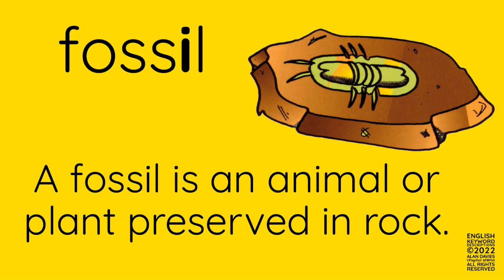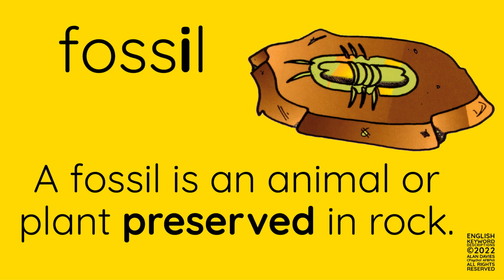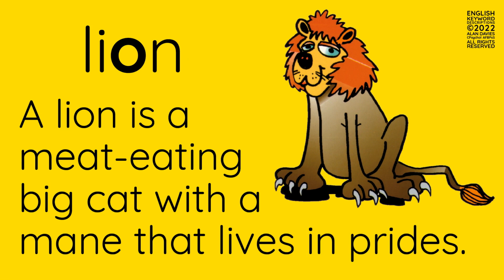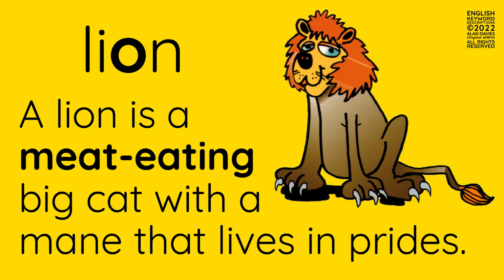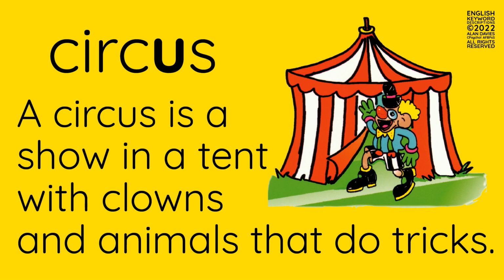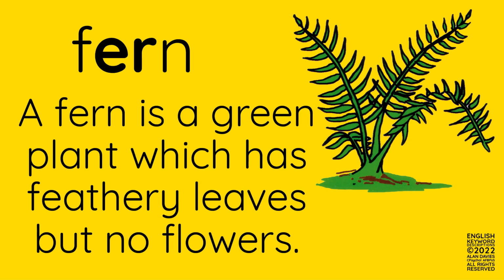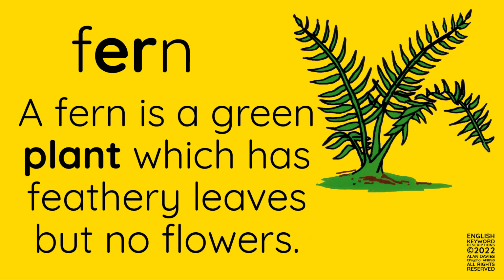Fossil. A fossil is an animal or plant preserved in rock. Lion. A lion is a meat-eating big cat with a mane that lives in prides. Circus. A circus is a show in a tent with clowns and animals that do tricks. Fern. A fern is a green plant which has feathery leaves but no flowers.